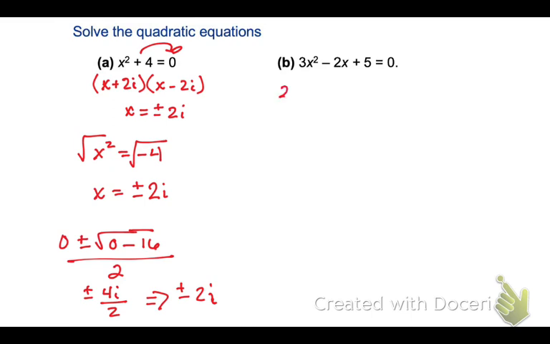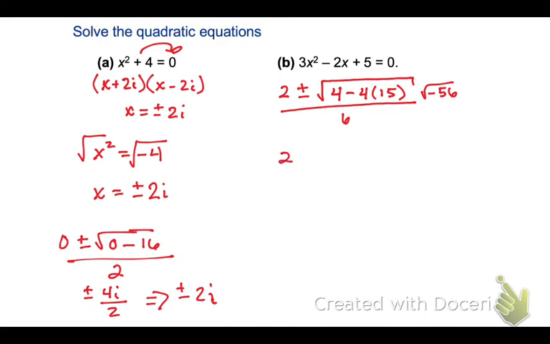So negative b plus or minus the square root of b squared. So that'd be 4, right? Minus 4ac. Well, ac was 15, right? All over 2a. So 6. So 4 times 15 is 60. 60 minus 4 is 56. So I have negative 56. So the square root of negative 56.